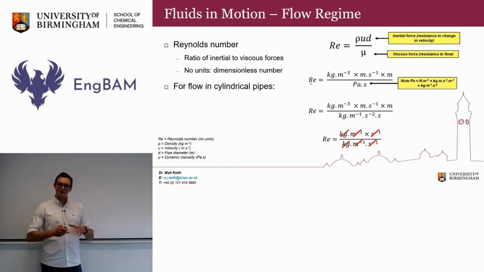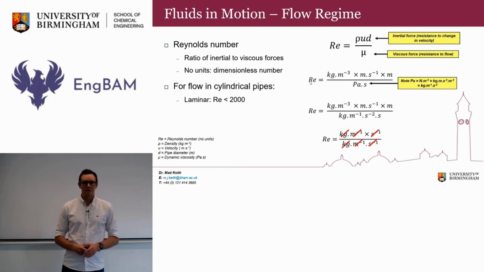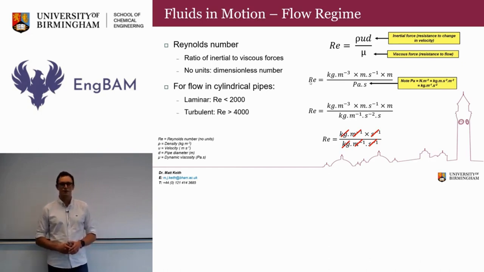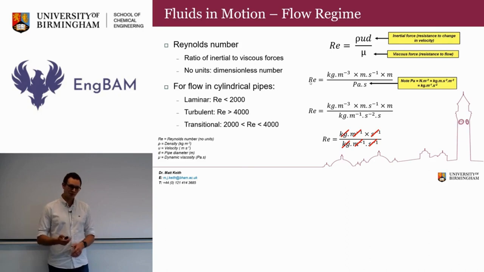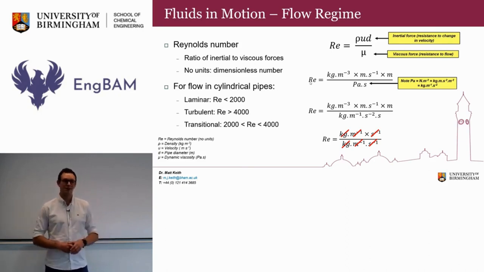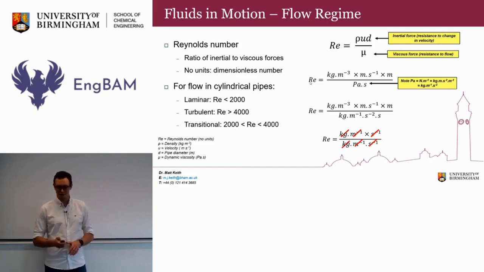For flow in a nice cylindrical pipe, Osborne Reynolds showed that flow was considered laminar when this Reynolds number was less than 2,000, and it was turbulent when Reynolds was above 4,000. When it's in between, this is what we call transitional flow. And generally, as engineers, we try and design our system to be outside of this transitional region, because things become very difficult to predict, they become difficult to model, and therefore it becomes quite difficult to simulate it as well.